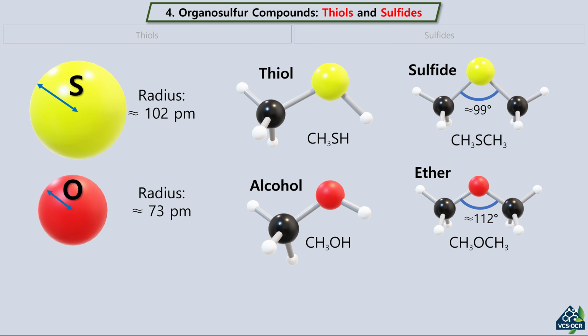Section 4. Organosulfur compounds, thiols, and sulfides. Sulfur is a significantly better nucleophile than oxygen. This is due to its larger atomic size and greater polarizability, which allows its electron cloud to deform more easily to initiate a backside attack.